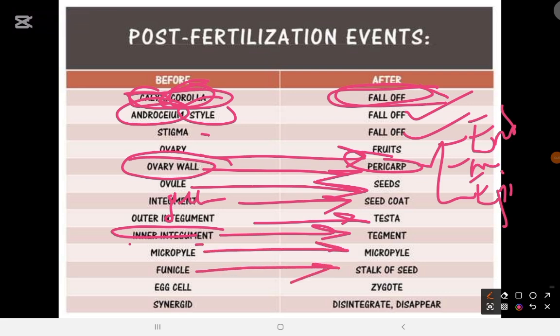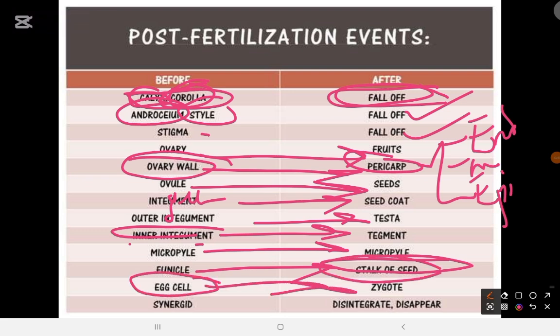The funicle attaches the placenta and the ovule. So it will become the stalk of the seed, because the ovule has become the seed. Then the egg cell becomes the zygote on fusion with the sperm, and the synergid disintegrates or disappears.